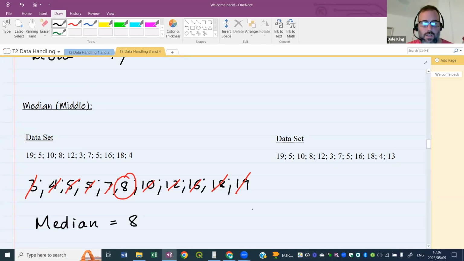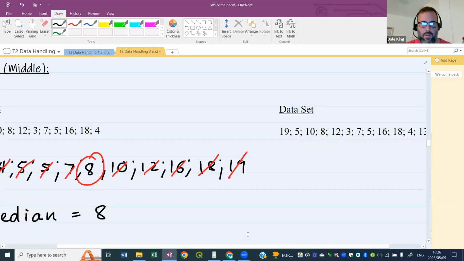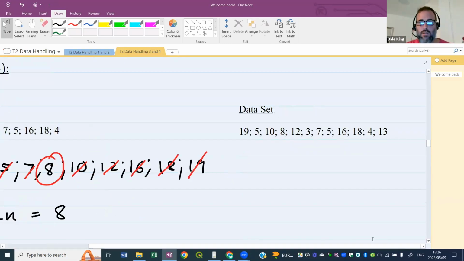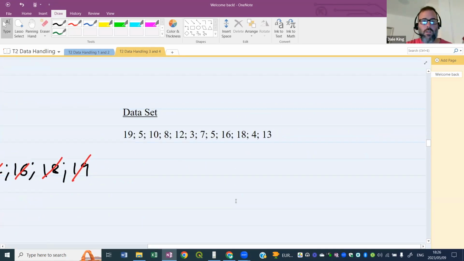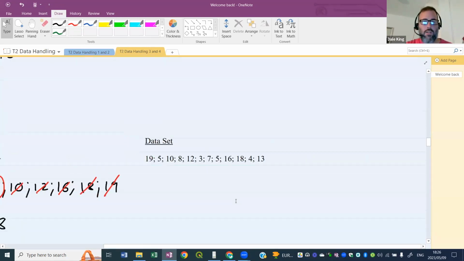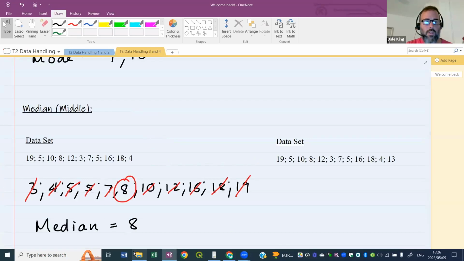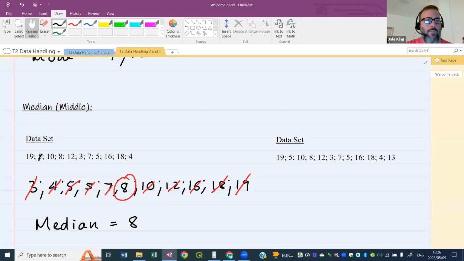Okay, so we're going to redo this. Just want to move over a little bit. We're going to do it again. And I'm going to copy, I'm going to cheat, and I'm going to copy this data set. I'm going to remove the red and I'm going to copy it over.